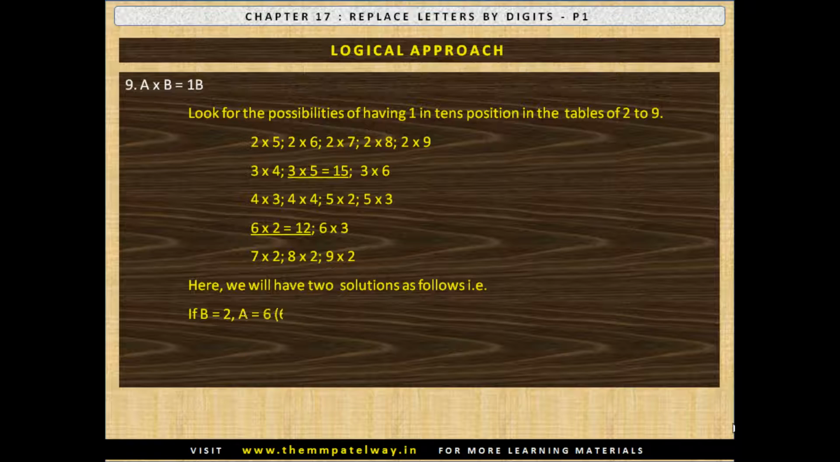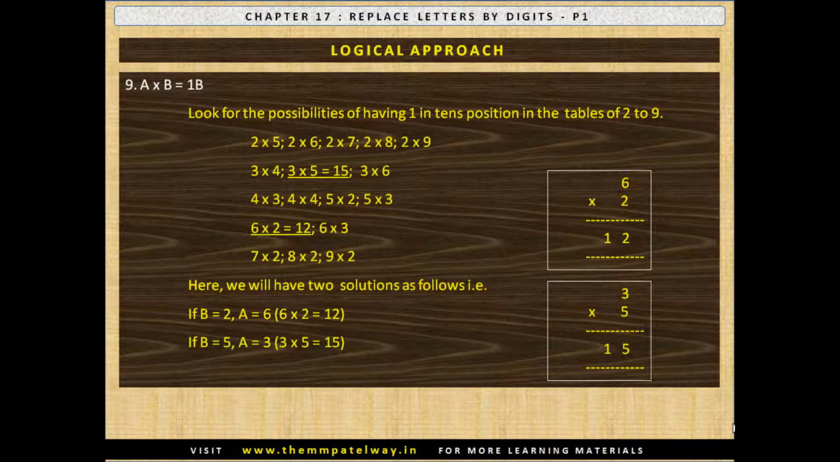3 into 5 we get 15 and 6 into 2 we get 12. And therefore the first possibility is if B is 2 then A is 6, that is 6 into 2 equals 12, and if B is 5 then A will be equal to 3 because 3 into 5 equals 15. To confirm, you may try other values of B and A and you will find that there are only two possible answers.